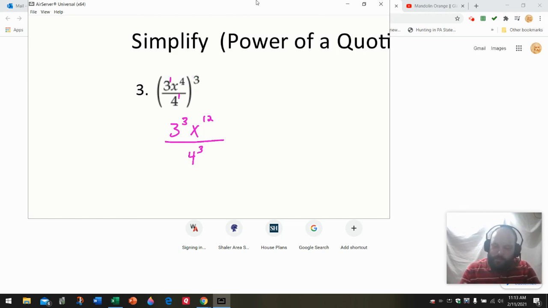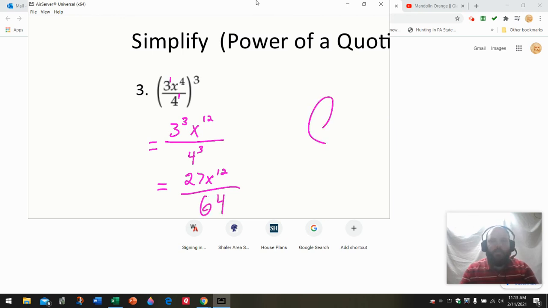So now what you see is we have this new expression, 3 to the 3rd. So 3 to the 3rd is 3 times 3, which is 9, times 3, which is 27. And then we have x to the 12th. And then on the bottom, we have 4 to the 3rd. 4 times 4 is 16, and 16 times 4 is 64. And so then the final solution here is going to be 64. So we have 27x to the 12th over 64.